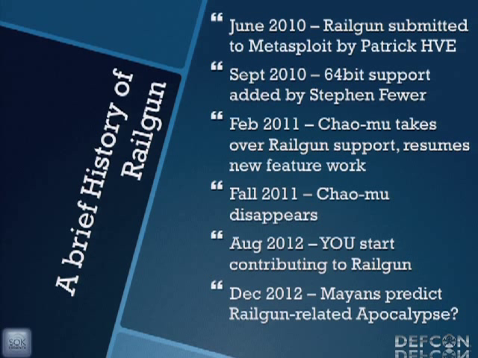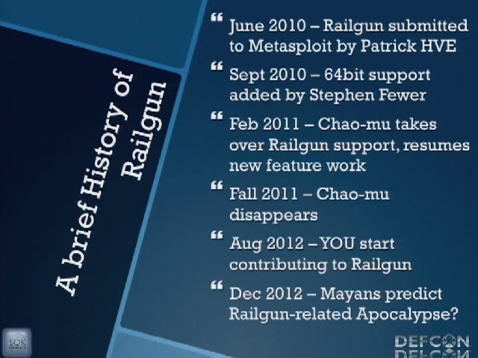In February of 2011, Xiaomu, another user on the IRC community, took over support for Railgun and started adding new features and patches and things. But by fall of last year, he kind of just disappeared off the face of the earth again.